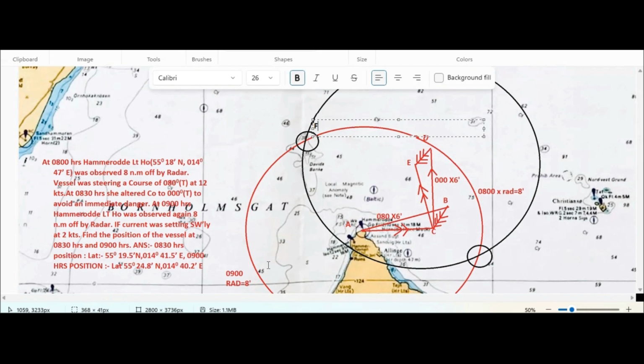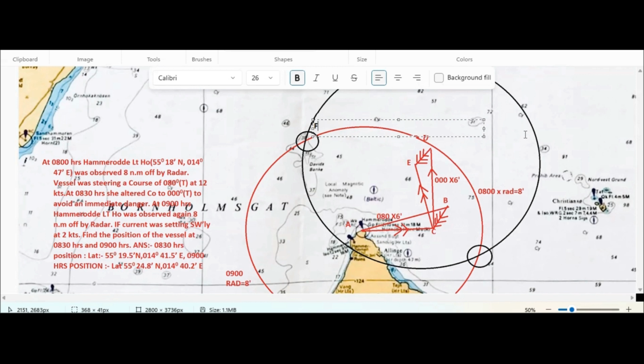So at 9 o'clock, where is the center of the circles? A to C was after half an hour, meaning 8:30. From C to E is another half an hour. That means your center moved from the A point to the E point after 1 hour. Then we are transferring the red circle. The red circle was the 8 o'clock circle. This red circle I am transferring to 9 o'clock with respect to the center E.